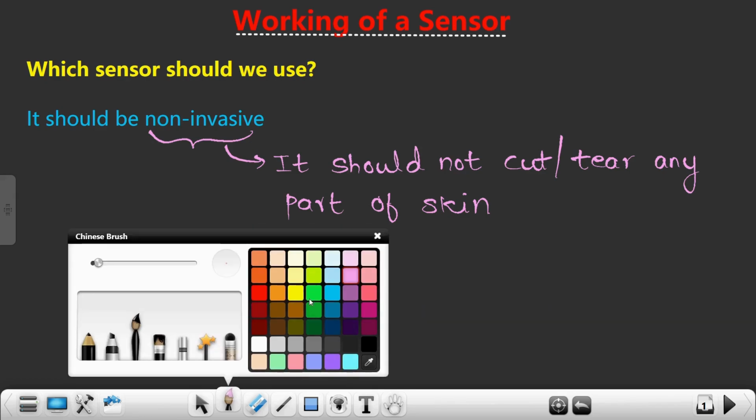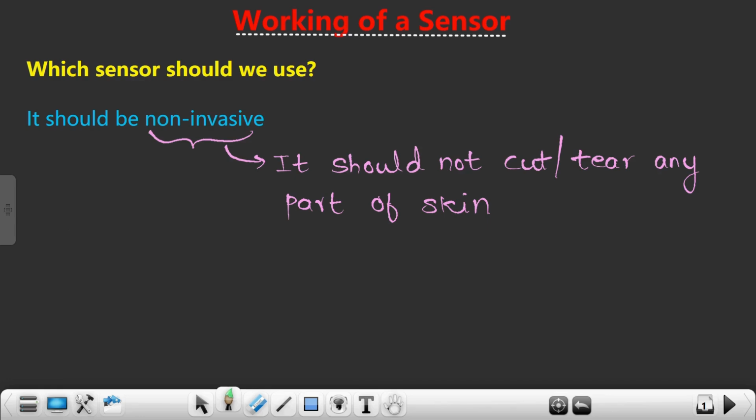The sensor that we are going to use should be an optical sensor. Optical sensor means that we are going to use light waves, or we are going to use light as the medium to detect a certain function of the body, or to detect a certain part of the body.